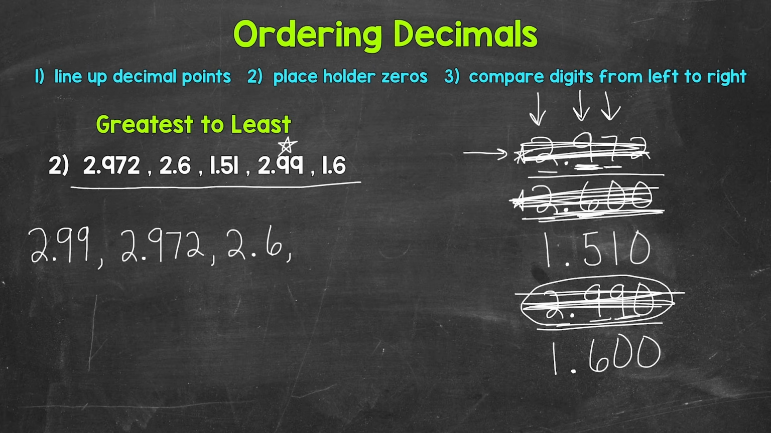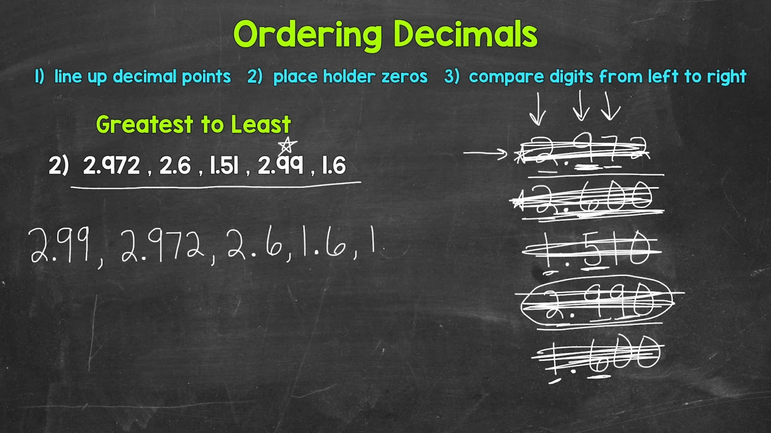So looking at the ones place, we have a 1 and a 1. So let's move over to the tenths place. We have a 5 and a 6. 6 is greater than 5. So that's what comes next. 1 and 6 tenths. So let's cross that off. And we only have 1 left now, 1 and 51 hundredths. So that is last here. And now we are in order from greatest to least.